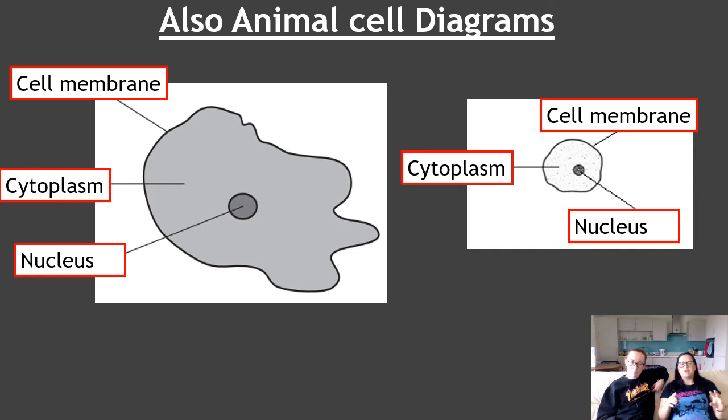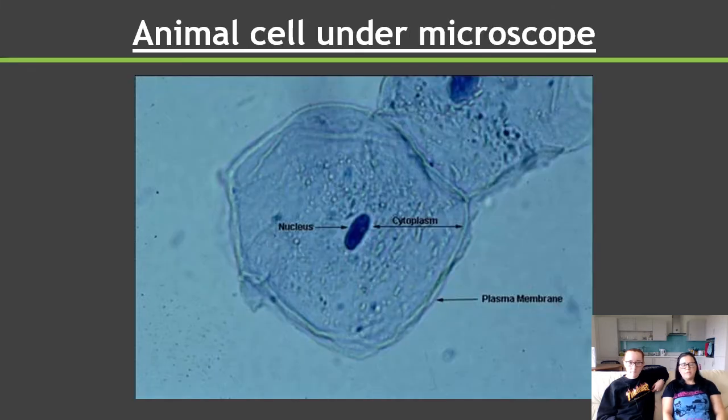I know, because it's got that kind of loose shape around the outside, no cell wall, and it's got these features that I recognize to be animal cell features. Okay, similarly, under the microscope, that's what you can see.